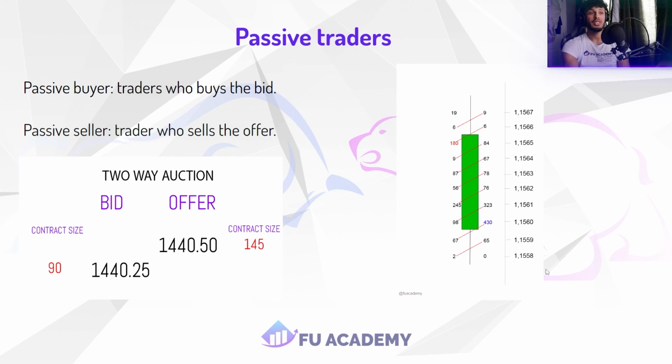So moving on, we have the passive traders. The passive buyers are traders who buy the bid, and the passive sellers are the sellers who wait for the price to come to them and sell the offer. A lot of the time, in order for me to buy, the passive buyers wait for price to come down to them and then they buy the bid. And the passive seller, the trader who sells the offer, waits for price to come up to them, for example 67, 8, 180. They sell the offer. And once again, the two-way auction literally occurs in the same way.